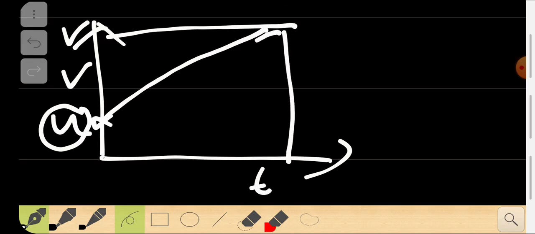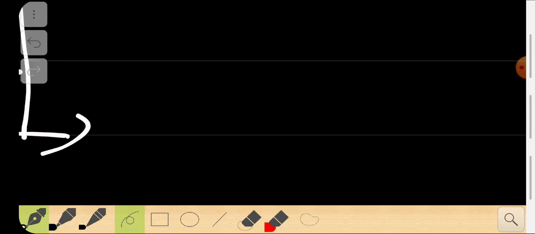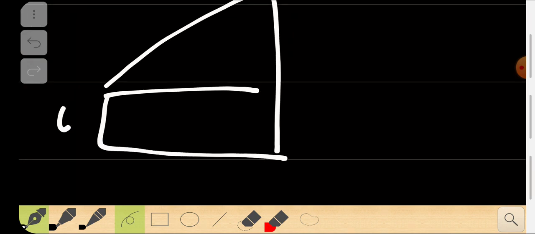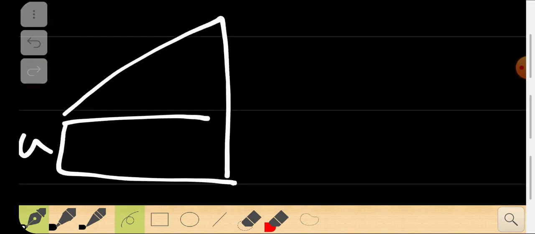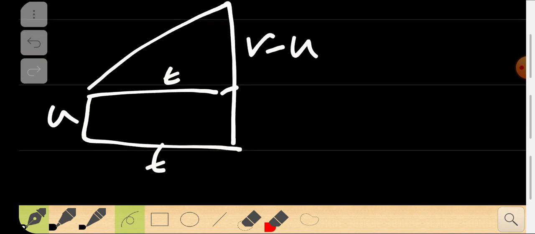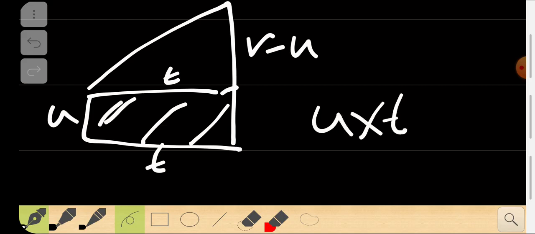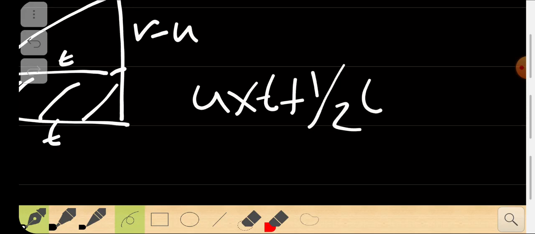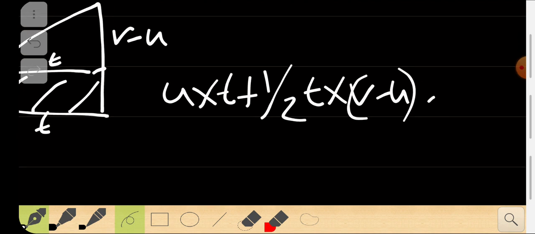Okay, so in that case, you can find the area under this graph by using this plot itself, right? So this distance is u, and the top will be v, so this distance will be v minus u, and this distance is t, and this distance is t. So you can see that this area will be u times t, and the top area will be half base, which is t, times v minus u, right? So that's the top area, which is the total displacement.